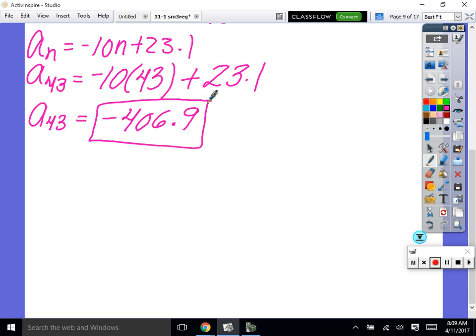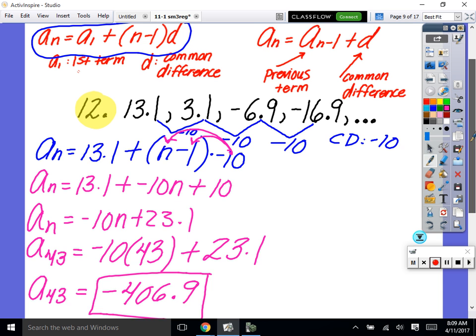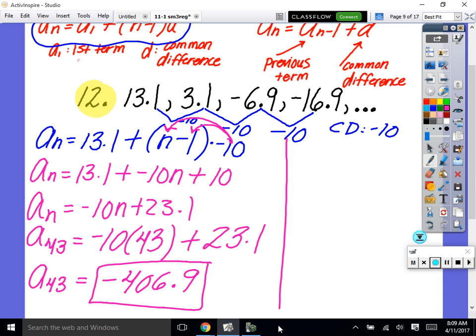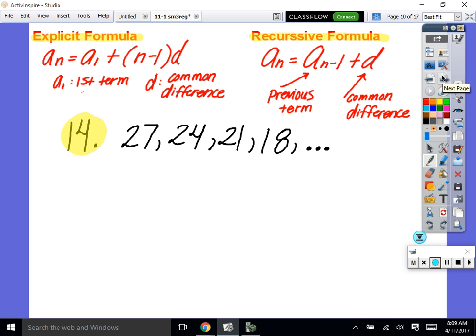So let's do, for kicks and giggles, let's write out a recursive definition, a recursive formula. So it would be a sub n, any term in the sequence will be the previous term, a sub n minus 1, and then aren't we taking the previous term and subtracting 10 from it? Isn't that what we did to get from here to here? So you would say the previous term minus 10, and that would not be used for this one. We're going to use the explicit formula. But that's good practice because on the test it does say write an explicit formula, write a recursive formula. Okay, awesome. Do we need another one or are you guys good?